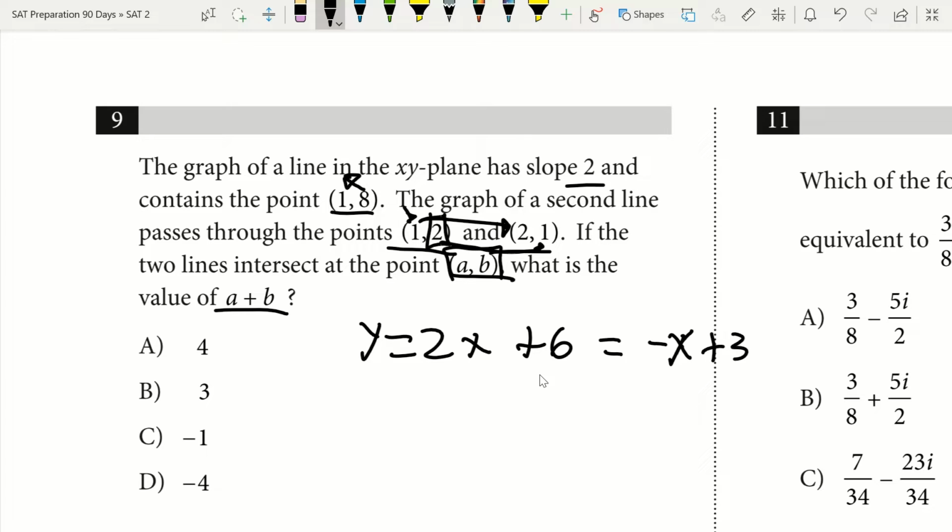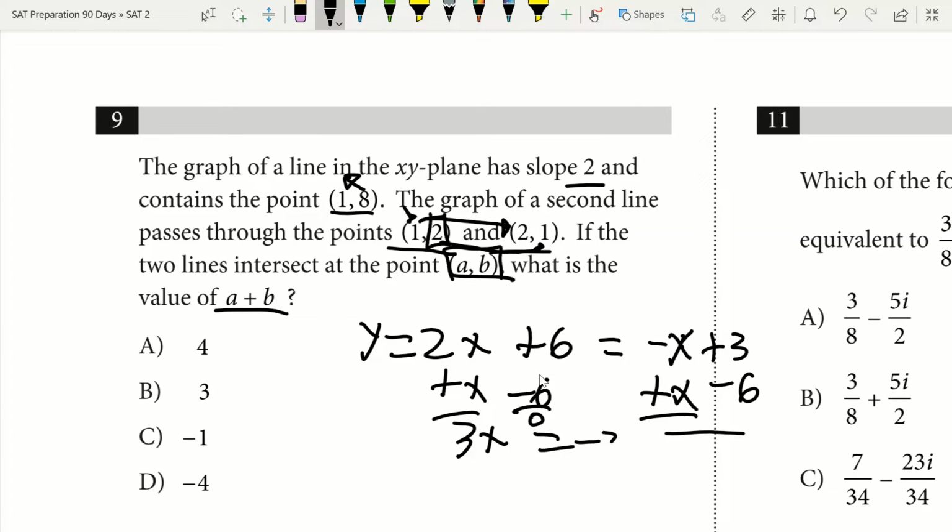Now I just go ahead and solve for x. I add x to each side and get 3x, then subtract 6 from each side. That gives me negative 3, so 3x equals negative 3. Divide each side by 3, and I get x equals negative 1. Keep in mind that that's not my correct answer, because I need a plus b.